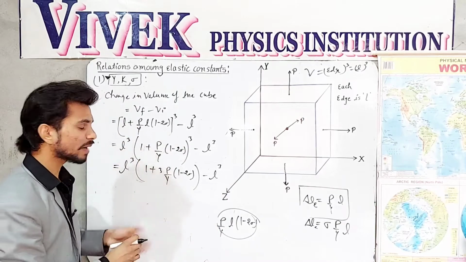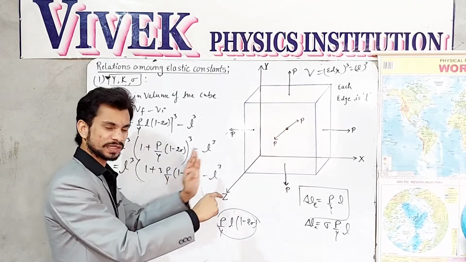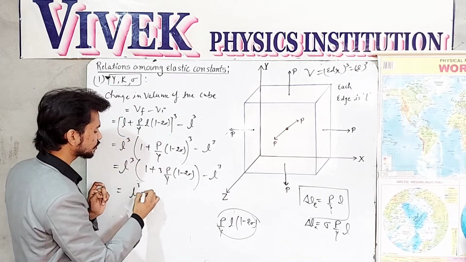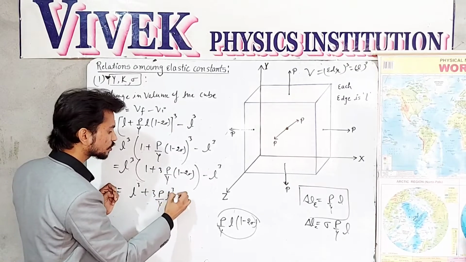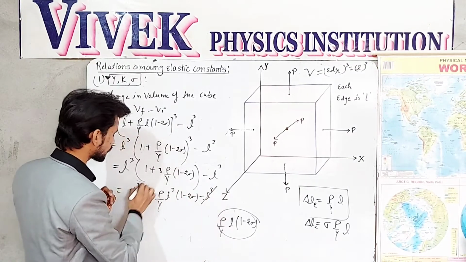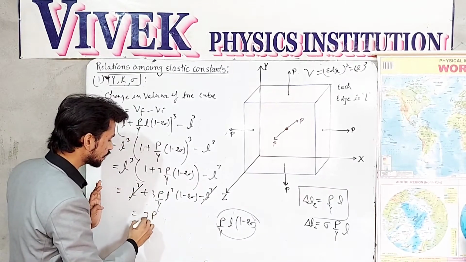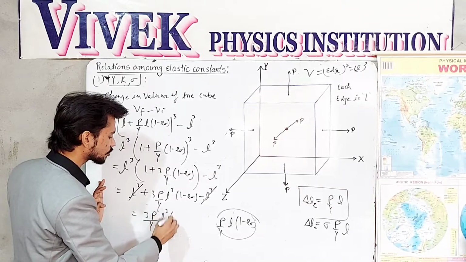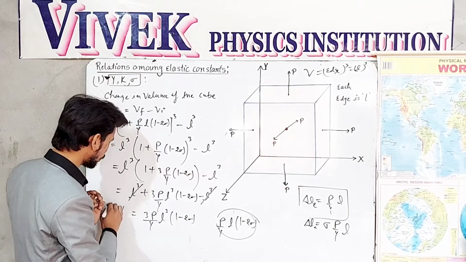So I have used the binomial theorem here. Also, you can multiply L cube into the whole bracket. That will be L cube plus 3P over Y times L cube into 1 minus 2 sigma, minus L cube. This is cancelled by this L cube. The rest is 3P over Y times L cube into 1 minus 2 sigma. This is what we have, the change in volume, delta V.